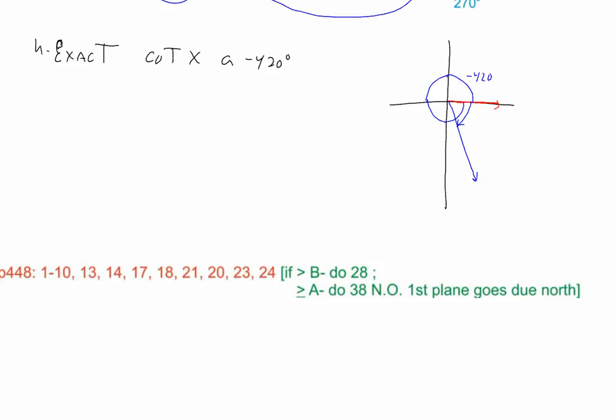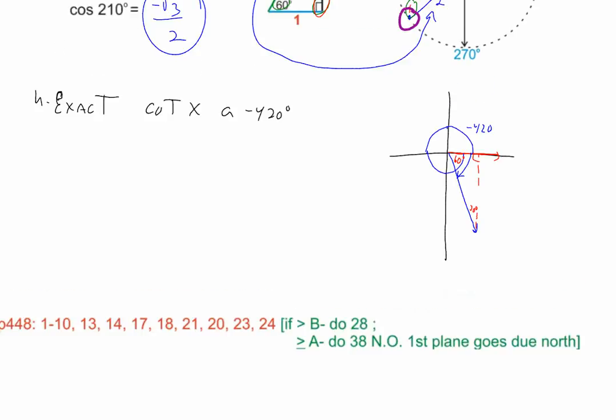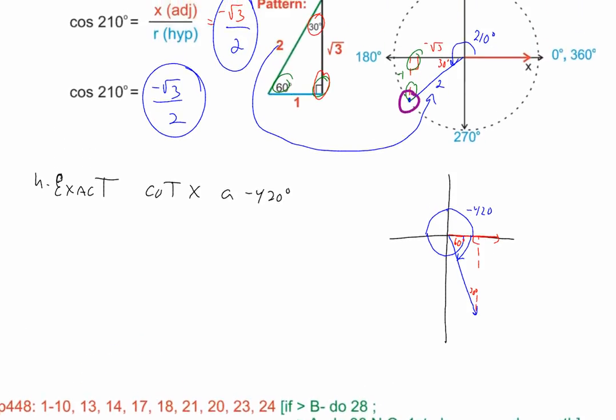Now, remember, your reference triangle always goes back to the x-axis. So how much is our reference angle? 60 degrees right there. If you wanted to, you could put the 30 there. Now we're back to the pattern. Let me move this up so you can see the pattern. So now let's write out: what's our hypotenuse again for a 30, 60, 90 triangle? It's a 2.